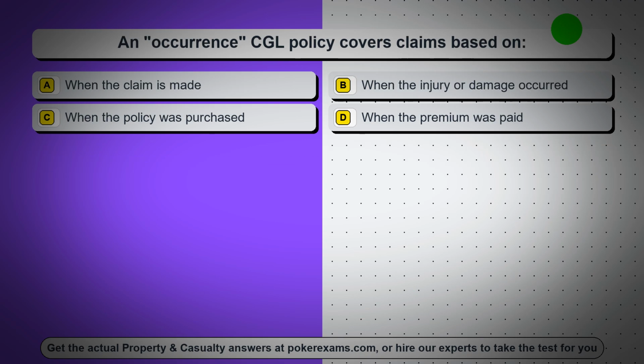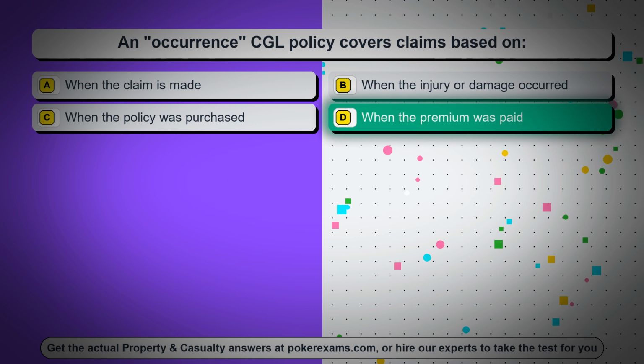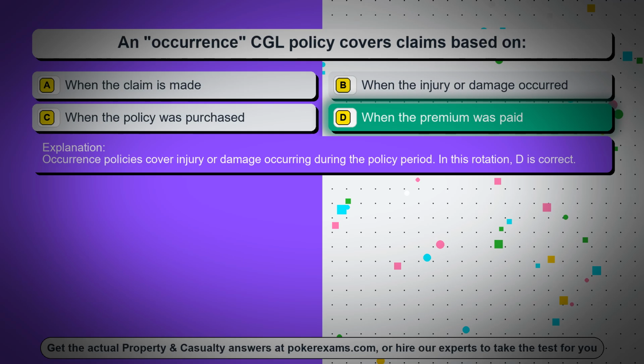Question 76. An occurrence CGL policy covers claims based on option A, when the claim is made, option B, when the injury or damage occurred, option C, when the policy was purchased, option D, when the premium was paid. The correct answer is option D, when the premium was paid. Occurrence policies cover injury or damage occurring during the policy period. In this rotation, D is correct.